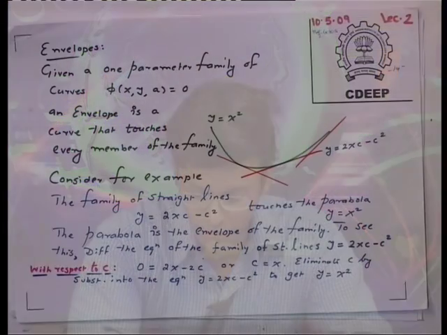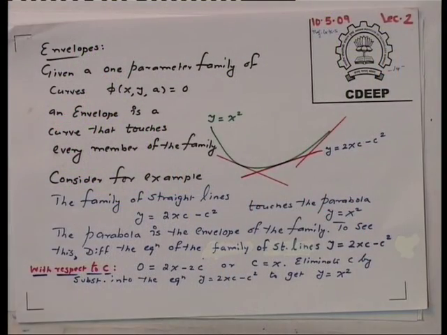Given a one parameter family of curves, phi of x y a equal to 0. Your curve is given as an equation in x and y, but I am throwing in a parameter a. So we have a one parameter family of curves. An envelope is a curve that touches every member of the family, right.